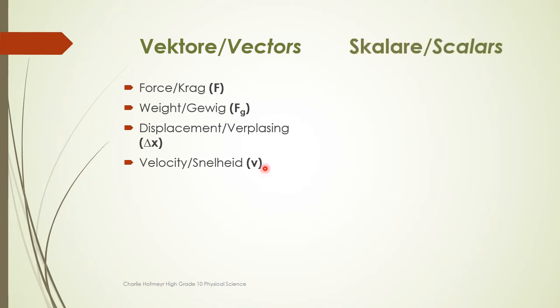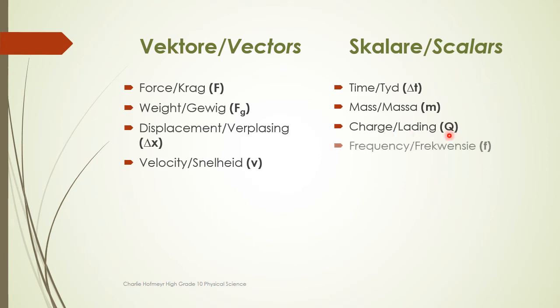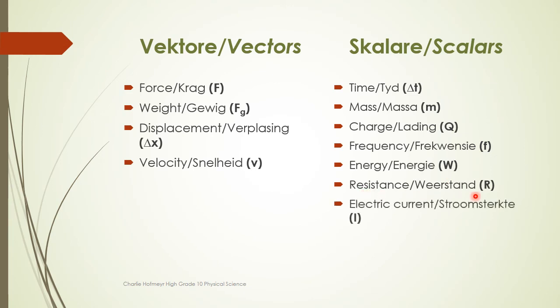Okay, the examples of scalars. Time, as we've just mentioned, is denoted by delta t or just t. We have mass, denoted by m. We have charge, denoted by q. We have frequency, denoted by lowercase f. We have energy, denoted by capital W. We have resistance, denoted by capital R. We have electric current, denoted by capital I. And temperature, denoted by capital T.